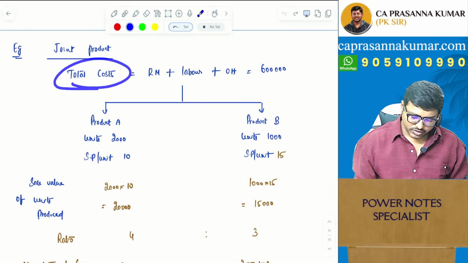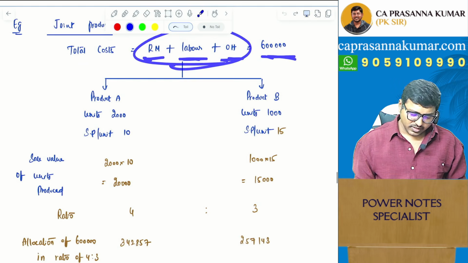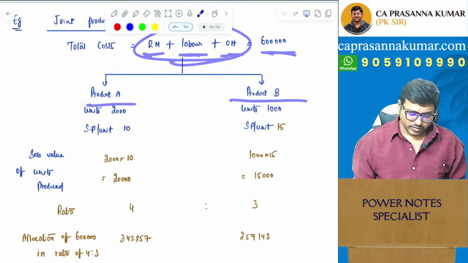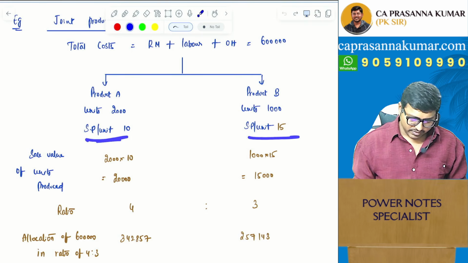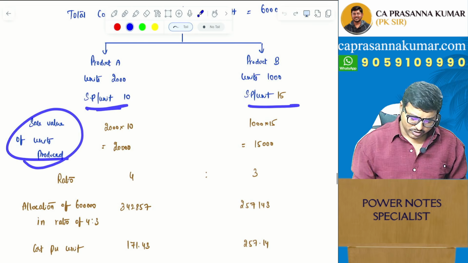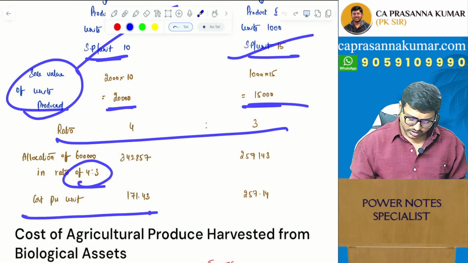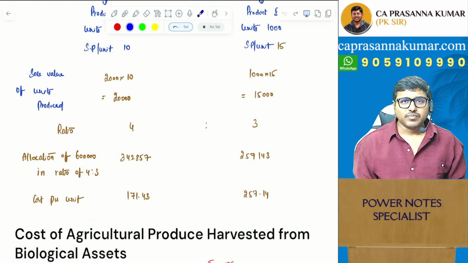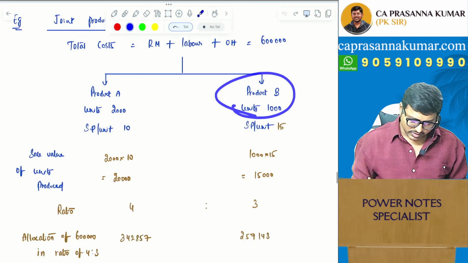Let's say total cost, which is raw material plus labor plus overheads put together, is 6 lakhs. You have two joint products over here. One is 2000 units, the other one is 1000 units. Selling price is 10 and 15. Sale value of the units produced is 20,000 as well as 15,000. In this ratio, you need to apportion this joint cost. In the ratio of 4:3, you'll get your joint cost per unit. That's all. Joint cost per unit means the cost per unit for one joint product, which is A, as well as B. Got the point?